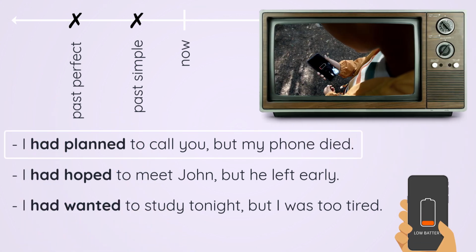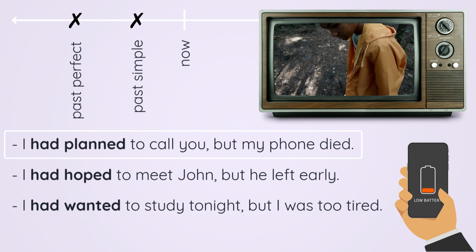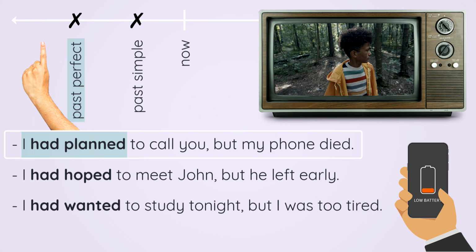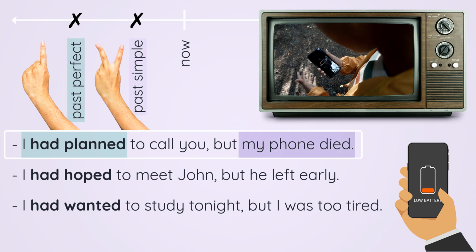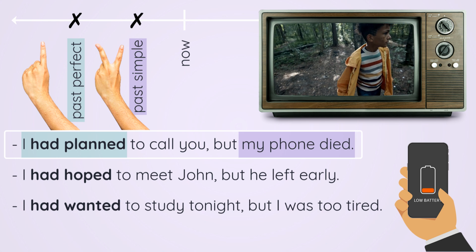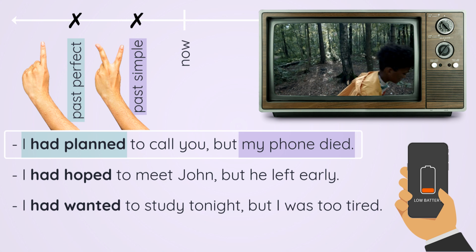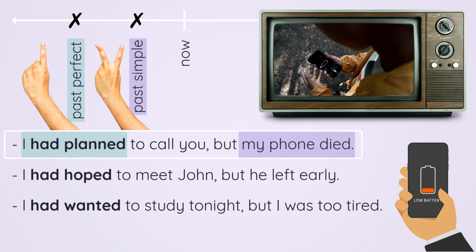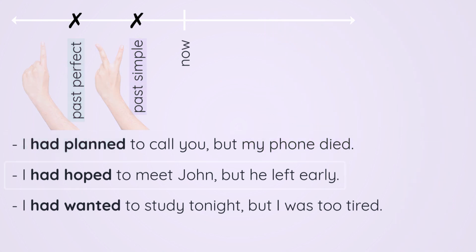The first one. I had planned to call you, but my phone died. In this example, I had planned is the past perfect. That was what I had decided earlier. That is what I had planned. But then my phone died. Just past simple. So in this particular structure that I'm showing you today, with all of the examples, you're going to see that somebody had a plan, but then life happened, and there was another result. And I'm sure that all of us can apply this situation and this context to our lives. Let's look at another example.